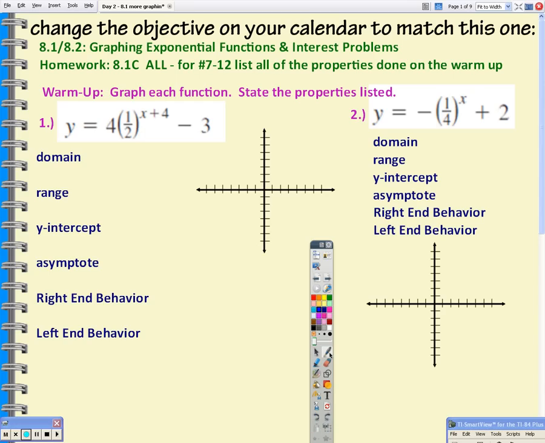Okay, on your calendar, you need to change your objective to say this. It's written wrong. Also add to your homework that for 7 through 12 you're going to list these 6 properties.